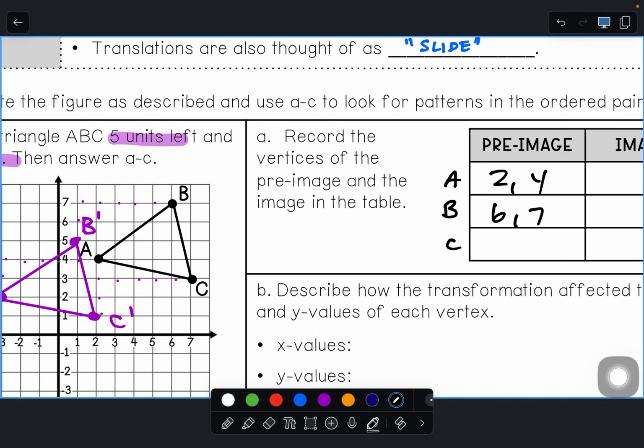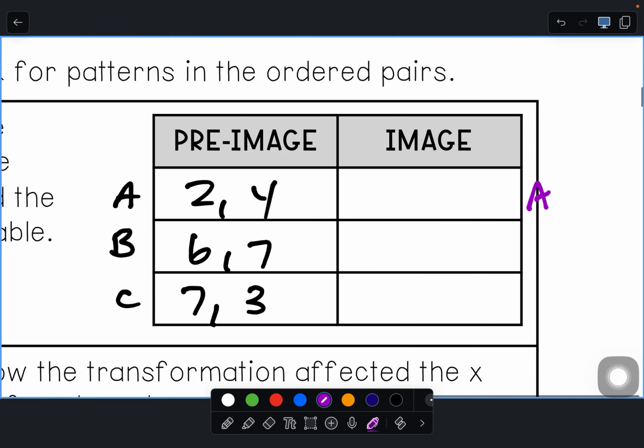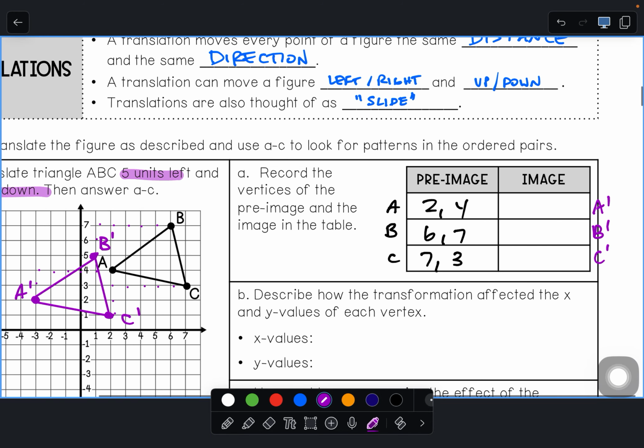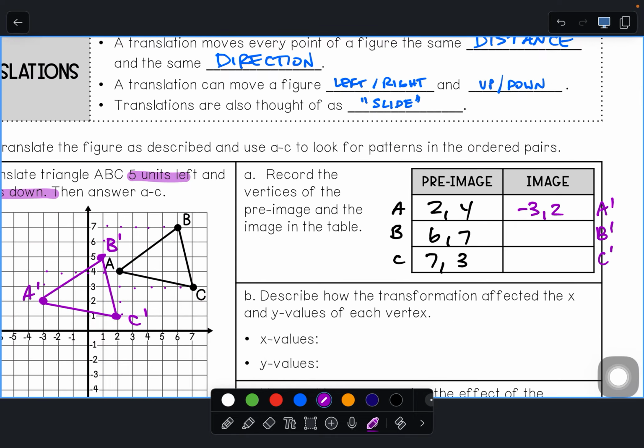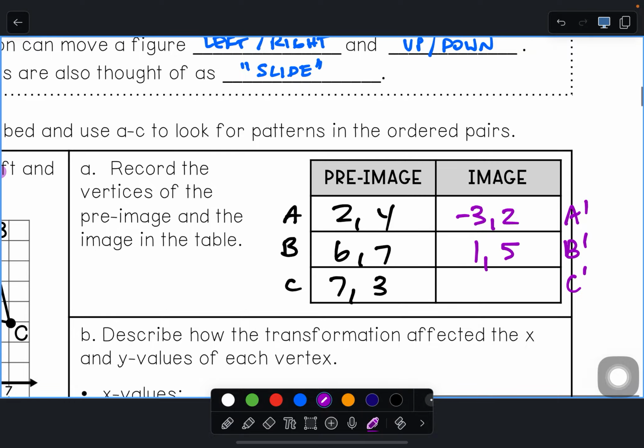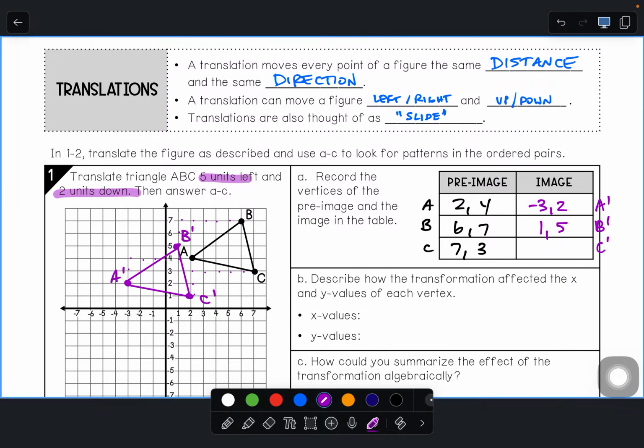Now, when I look at my image, it's going to be A prime, B prime, C prime. I want to record each of those coordinates. So it looks like I got -3, 2. I got 1, 5. And then I got 2, 1.